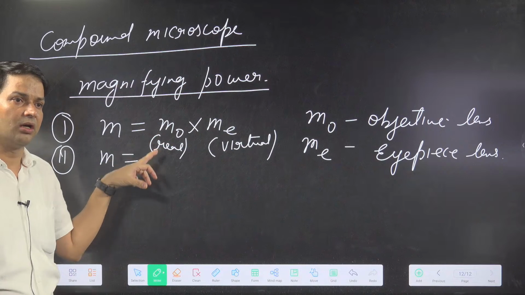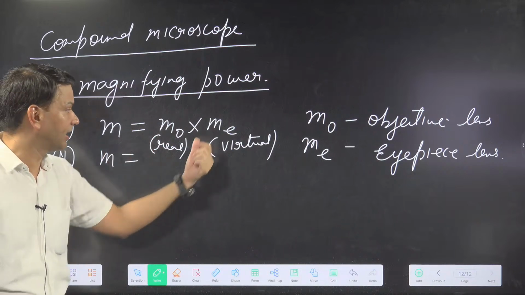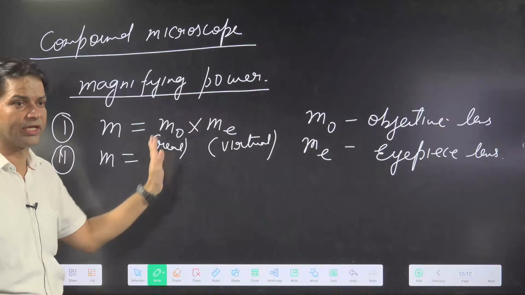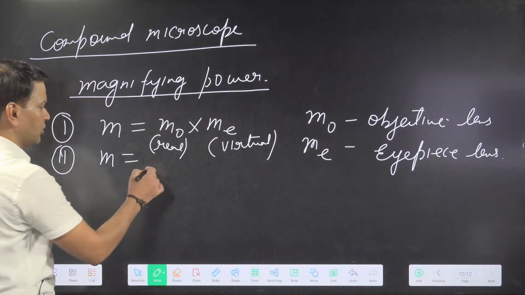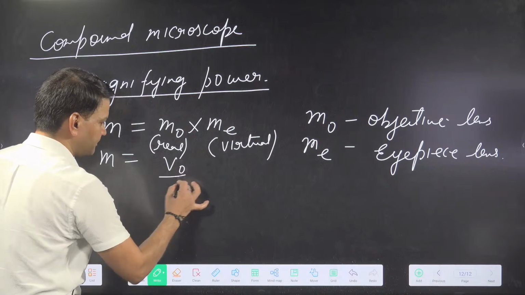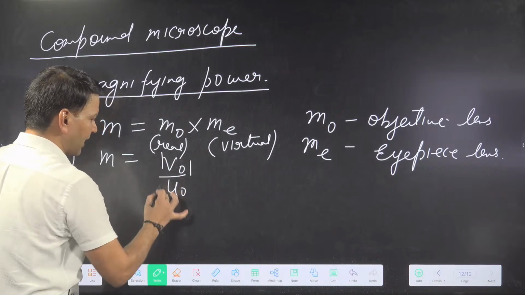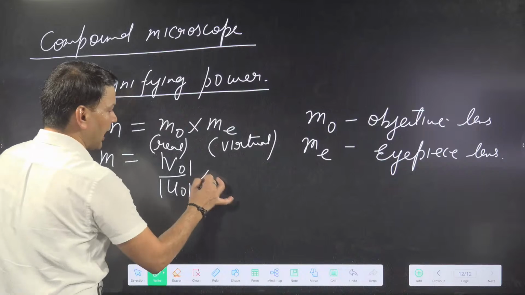Real image magnification will be negative. For virtual image, it will be positive. So negative into positive, overall you will get negative. Okay. So this we can say what? VO by UO, its magnitude directly I am writing, into ME.